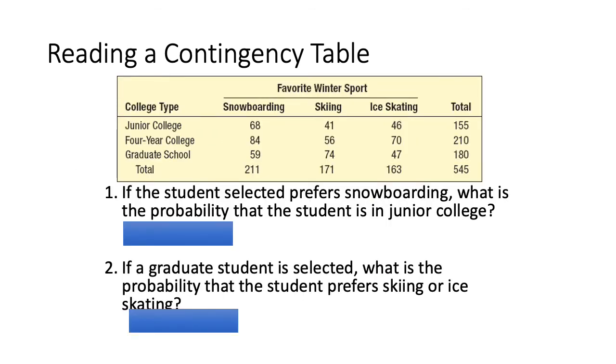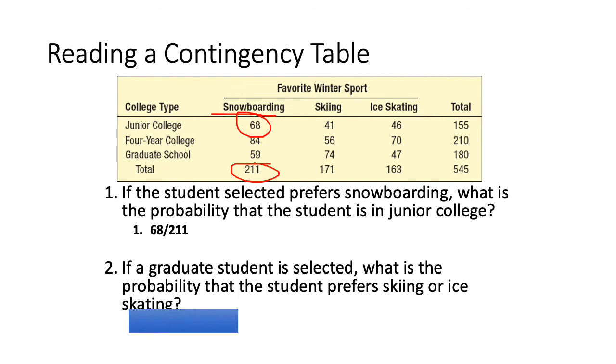Okay, let's go on. If a student selected prefers snowboarding, what is the probability the student is a junior college student? Here's the snowboarding column. So 68 of them are junior college students. So 68 out of 211 prefer snowboarding.